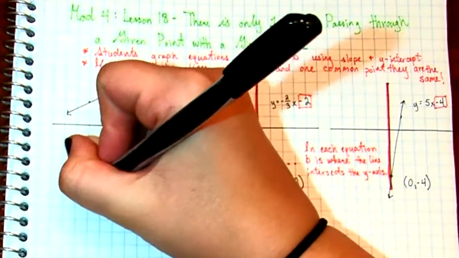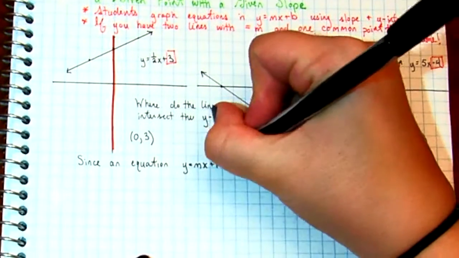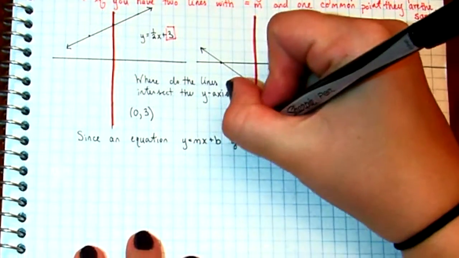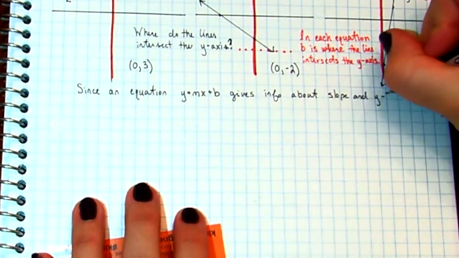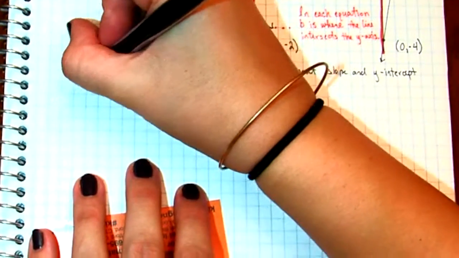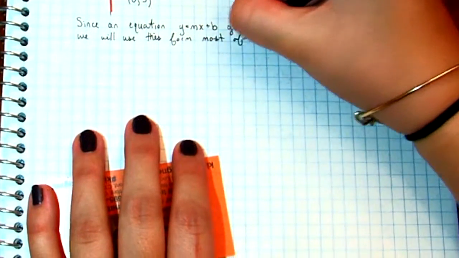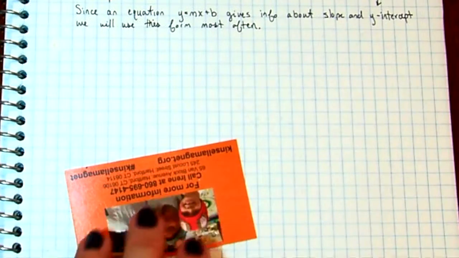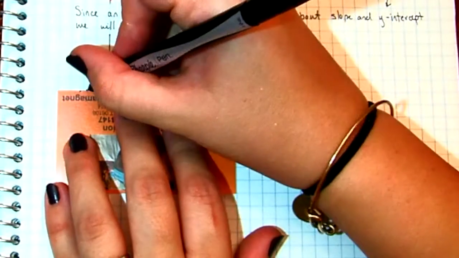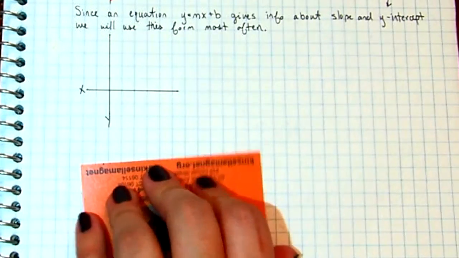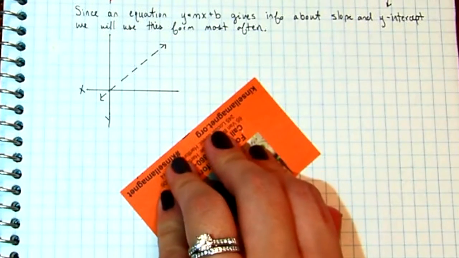So because we have an equation y equals mx plus b, and it gives us information about both the slope and the y-intercept of an equation, we're going to use this form most often when we are graphing equations. And because of that, I want to look at how we view slope on a linear equation using a quick example that's kind of generic.